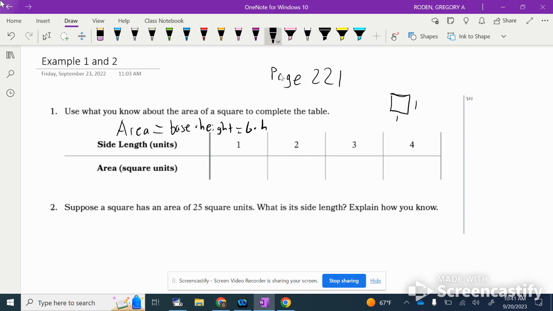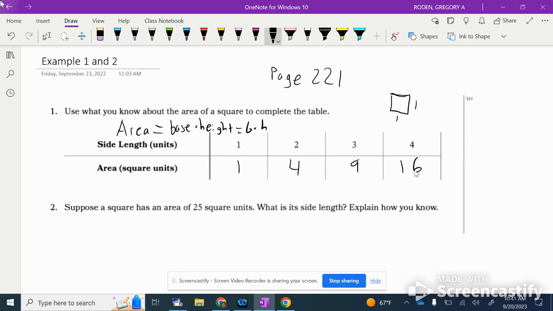But in a square, guys, remember all of our sides are the same. So our base and our height are the same number. So if I plug in 1 for my base on this first one and 1 for my height, what am I going to get for my area in square units? 1. What about if I use 2? 4, because it's just 2 times 2. 3 is just going to be 3 times 3. So what's 3 going to be? 9. What about 4? 4 times 4? 16.